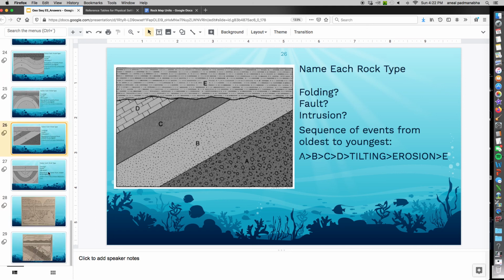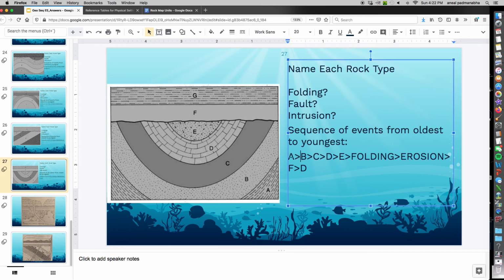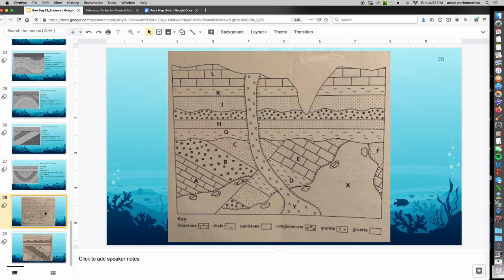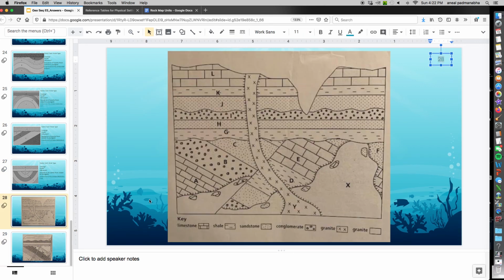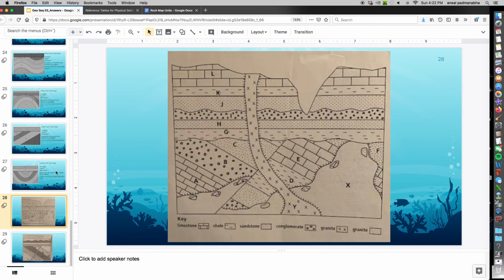Oh, I misspoke. And then here is the last one. A, B, C, D, E, folding, erosion, F, and then, I don't know why I put a D. Change it right now to G is what that should be in that particular one right there. Okay. Now, these two, you'll find out later about these two. This is slide 28, and then this one right here is slide 29. I'll give you further directions about that.